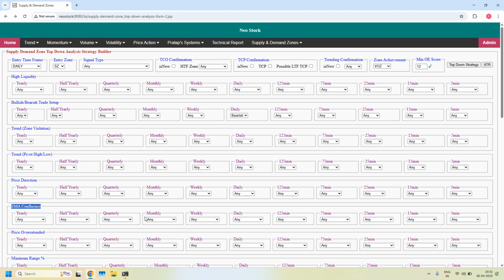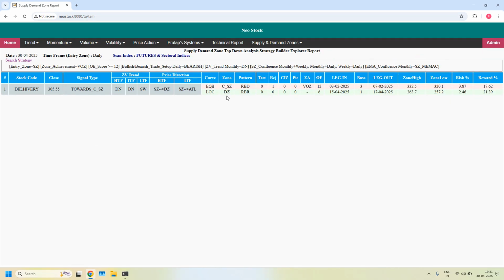In the EMA confluence at the monthly time frame, I am checking that the monthly supply zone is having monthly EMA confluence. At the same time, the trend on the monthly should not be sideways. It should be downtrend because it is a bearish trade setup. So with these filters, we got that one stock. So this daily supply zone is having more high probability to get success. It's already tested once. Okay, this is a bearish trade setup for monthly income trade.